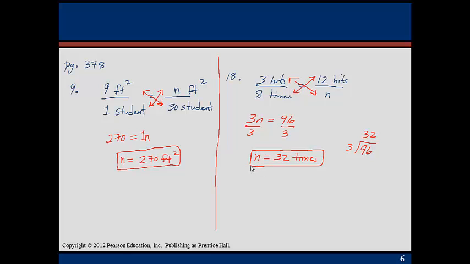Okay, so in 5.3, you will have a word problem. They will give you the rate or the ratio, and then you must set up the proportion. So step 1 is to set up your proportion. And then step 2 is to solve for your unknown, which is n, using cross multiplication. Okay, so this will conclude our video for 5.3.